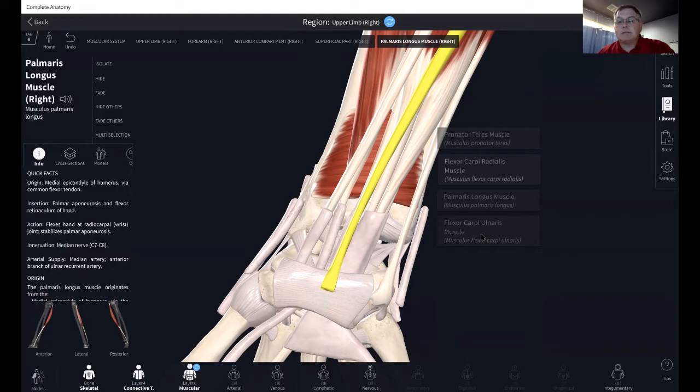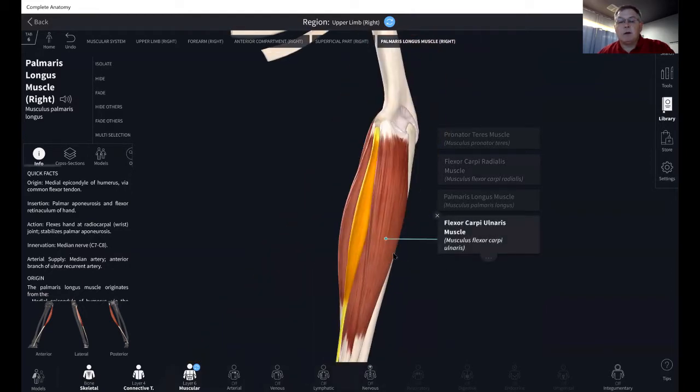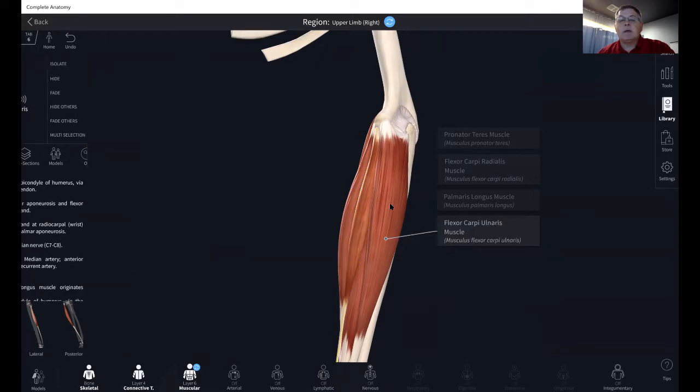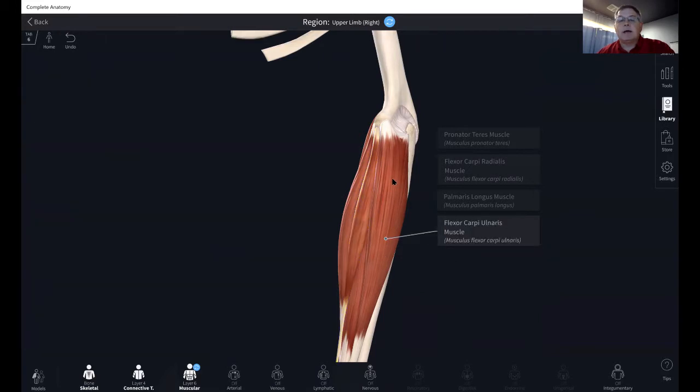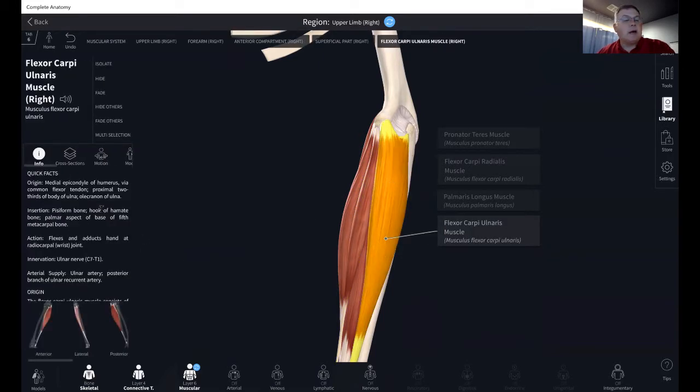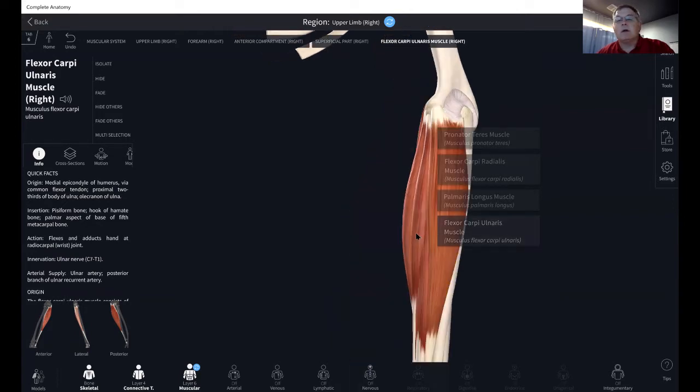We move lastly to the flexor carpi ulnaris. Get that highlighted. Perfect. Here, the origin again, the medial epicondyle of the humerus via the common flexor tendon, and then the proximal two-thirds of the body of the ulna and the olecranon of the ulna.